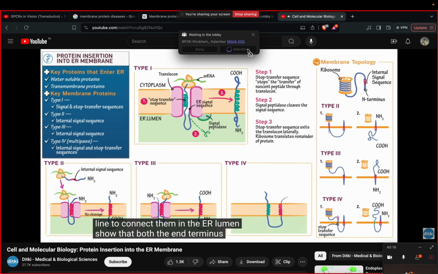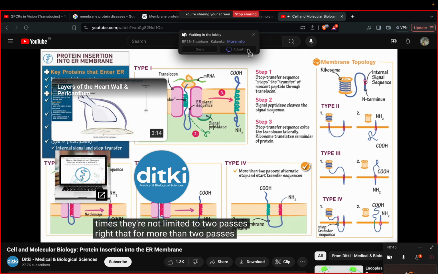Show that both the N terminus and the C terminus extend into the cytosol. Indicate that this is a two-pass transmembrane protein. Type 4 proteins can pass through the membrane many more times. They're not limited to 2 passes. Write that for more than 2 passes, each stop transfer sequence must alternate with a start transfer sequence that restarts the transfer of the protein through the membrane. We'll not draw this here. This concludes our diagram.